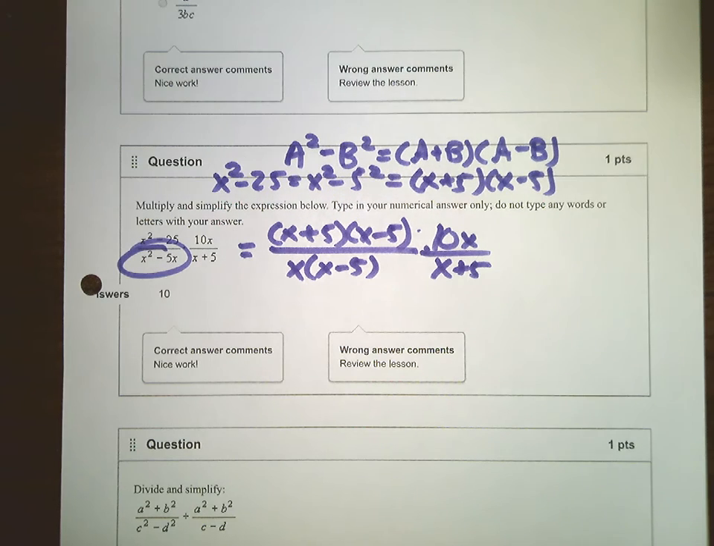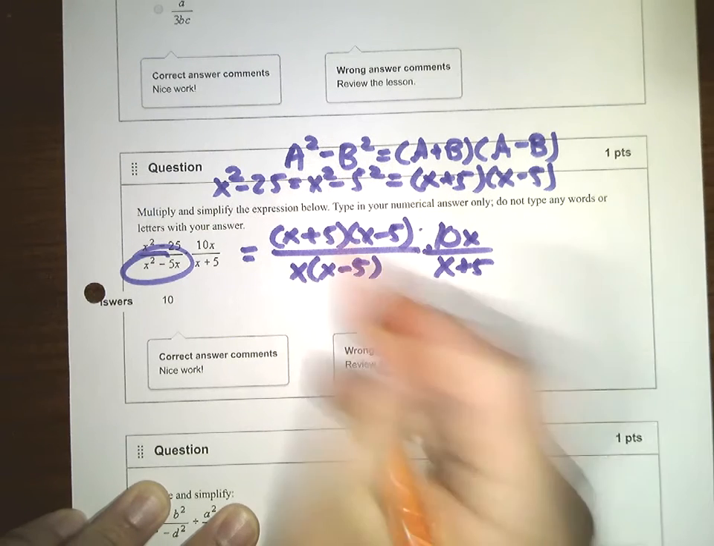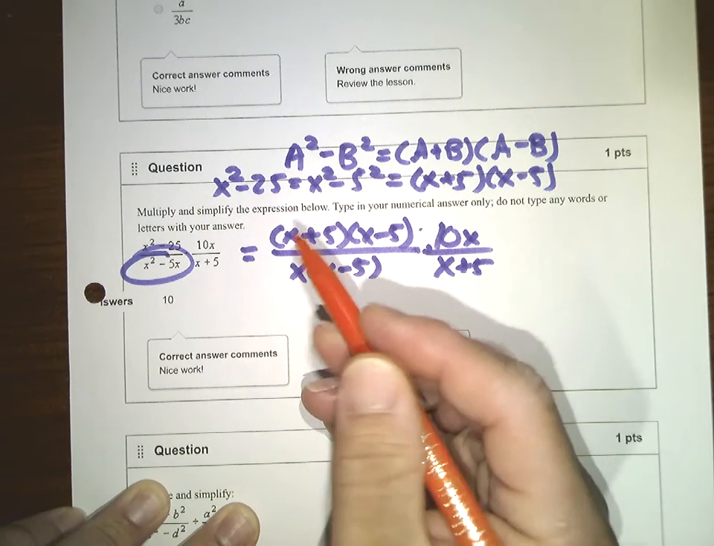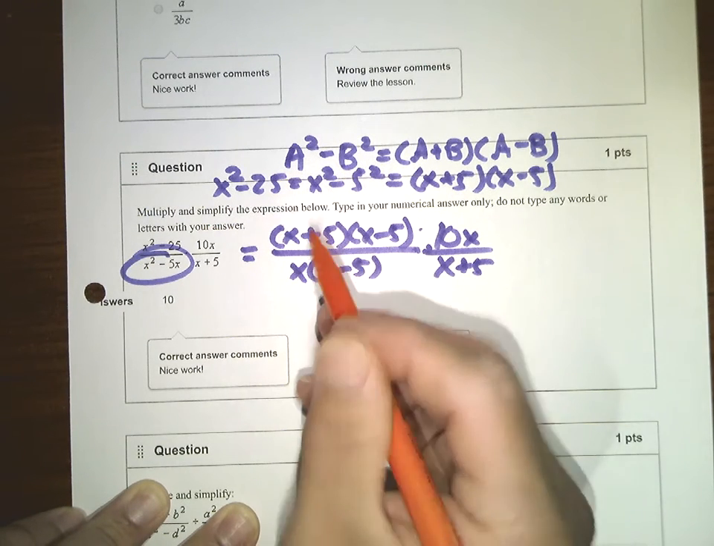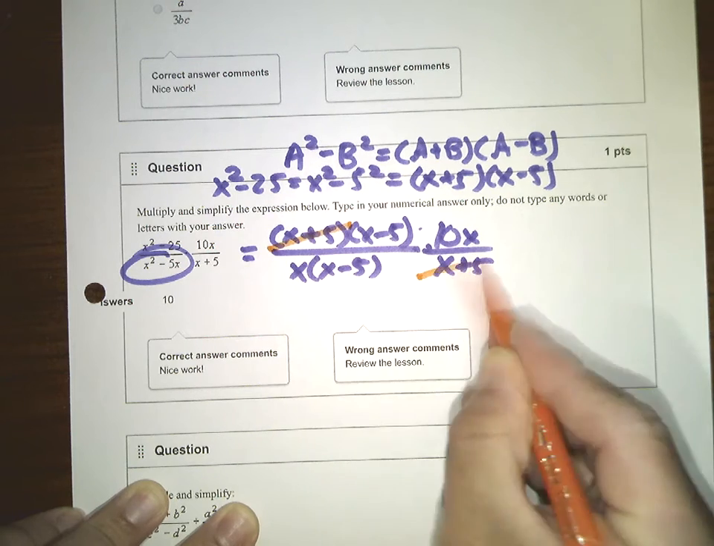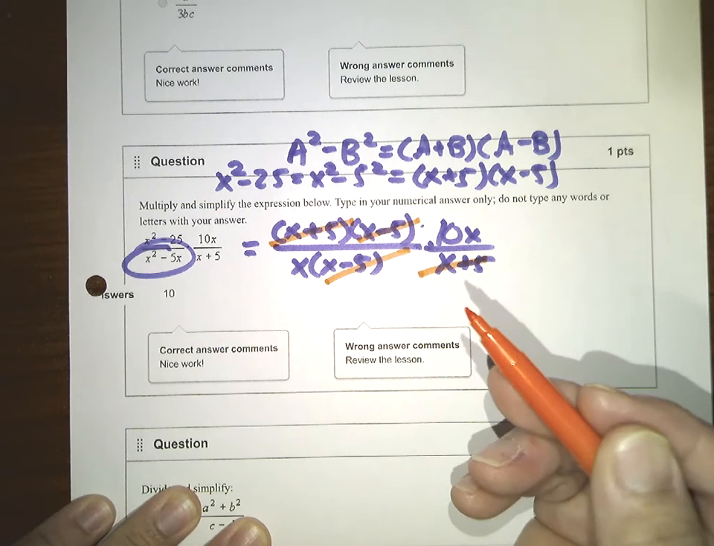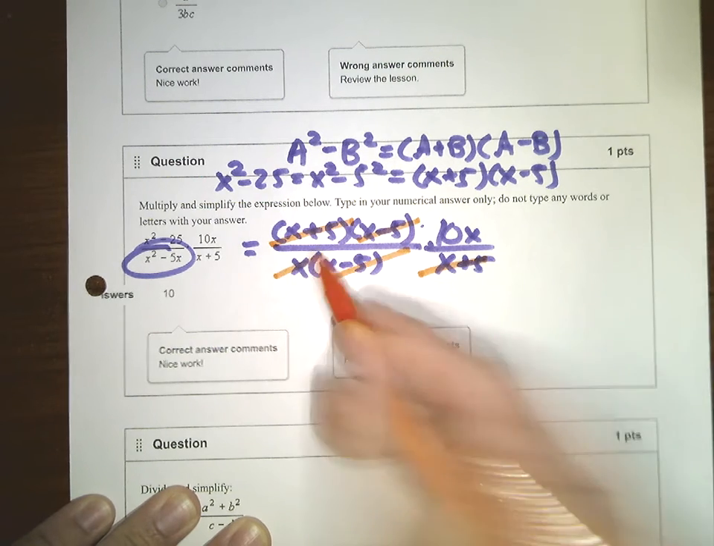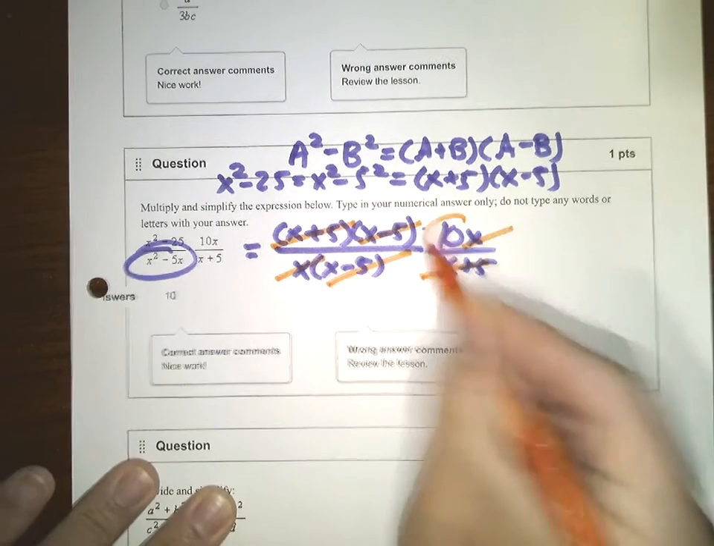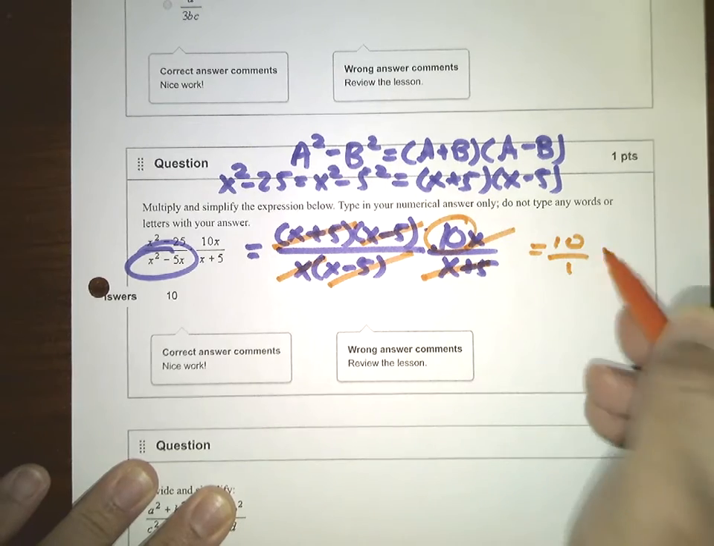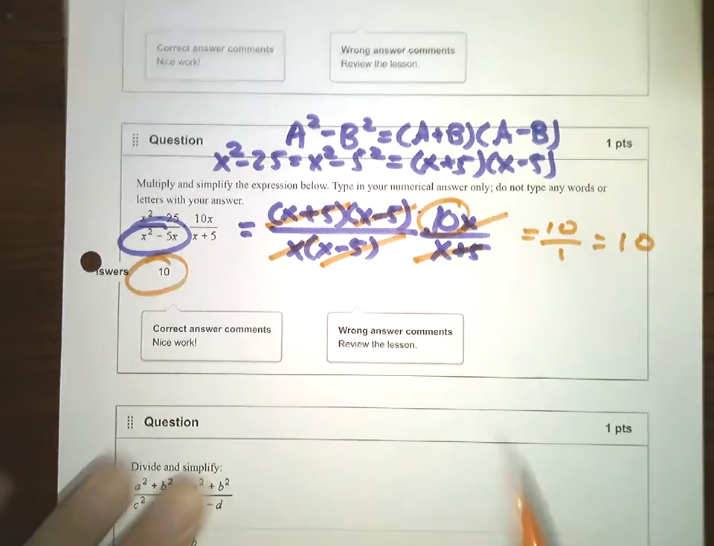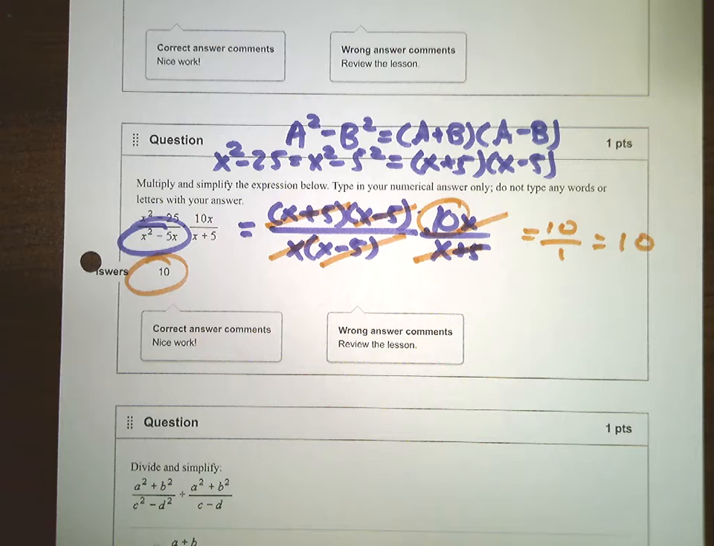So now I can go ahead and cancel out the common factors, or divide out the common factors in the numerator and denominator. So x plus 5 divided by x plus 5 is 1. X minus 5 divided by x minus 5 is 1. X divided by x is 1. So I'm left with 10 over 1, or just 10. What a time to be alive, right? So let's try another one here.